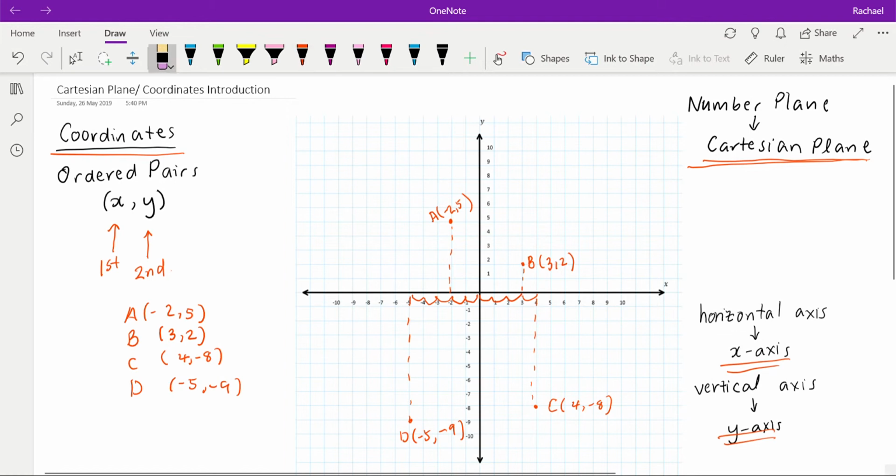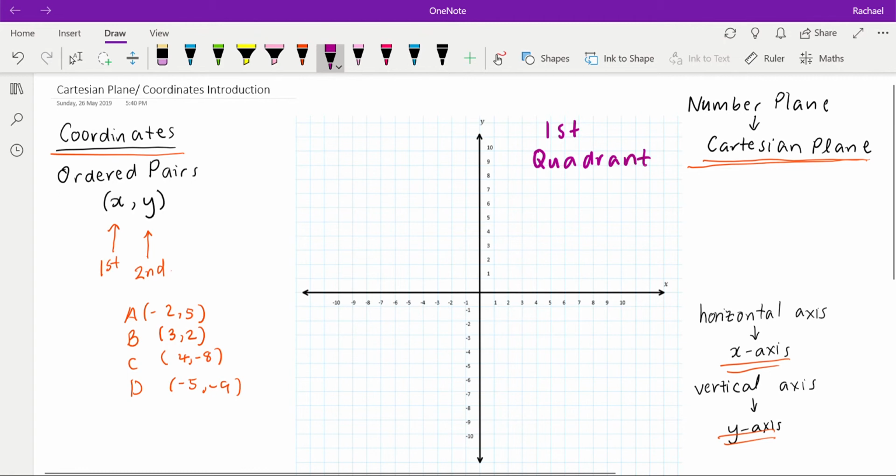And the last thing we're going to talk about is quadrants. So we can think about quadrants as quarters, and that just means a quadrant is a quarter of the Cartesian plane. So we can say that this is the first quadrant, where both x and y are positive. We can see values positive, positive.